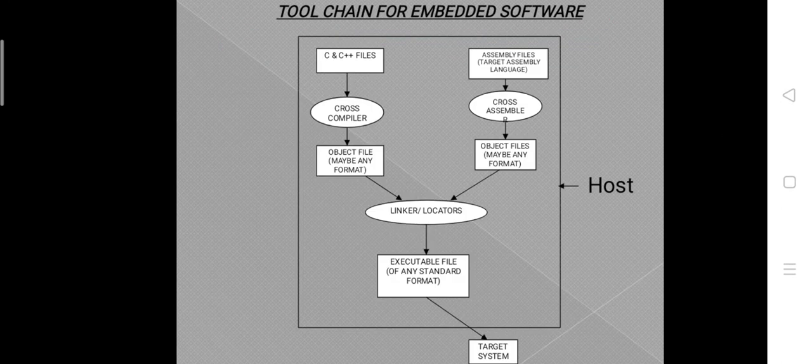This is the toolchain for embedded software. We actually call this an IDE, integrated development environment, in which we can write programs in C language, C++, or in assembly language. If I write the program in C or in C++, it has to be passed through a cross compiler. Then the cross compiler will generate its ASM file. Then it goes to an object file, maybe in any format such as obj.